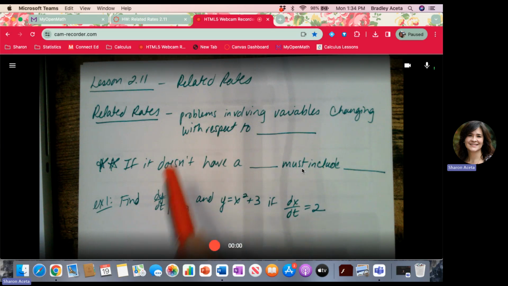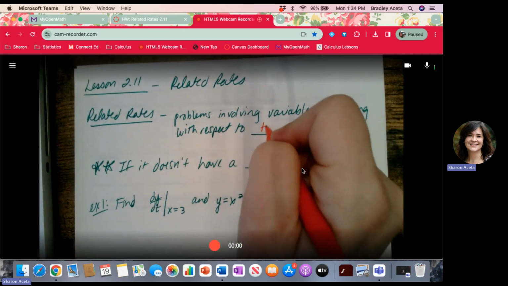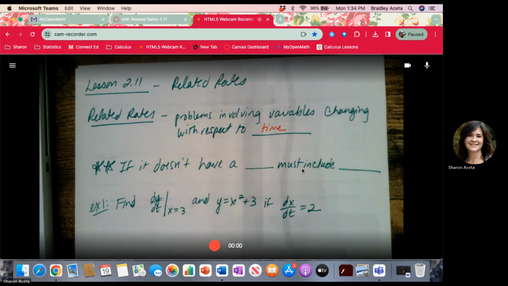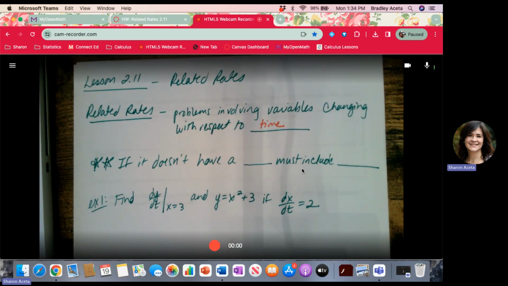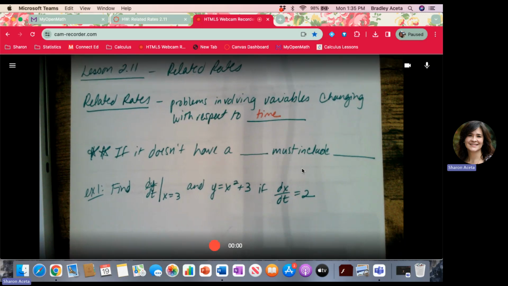So related rates are problems involving variables that are changing with respect to time. Very, very important. And what I want you to remember is we're going to do implicit differentiation. If you remember with implicit differentiation, whenever we would take the derivative of y, we would attach a dy/dx, its chain, because everything we were doing was with respect to x. Well, now we're going to respect time, which is t.